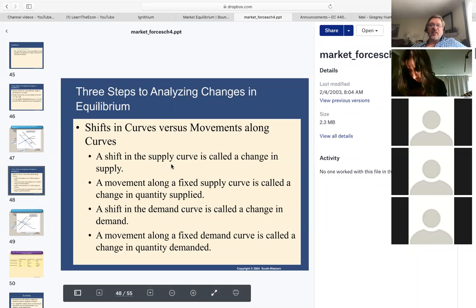A shift in the supply curve is called a change in supply. A movement along a given supply curve is called a change in the quantity supplied. A shift in the demand curve is called a change in demand, and a movement along a fixed demand curve is a change in the quantity demanded. Just so the language is clear.